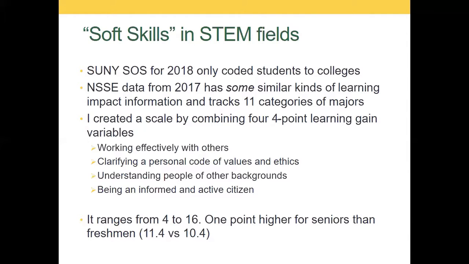So I created a scale. I found 4 items in the NSSE that seemed similarly soft and squishy. They are working effectively with others, clarifying a personal code of values and ethics, understanding people of other backgrounds, and being an informed and active citizen.